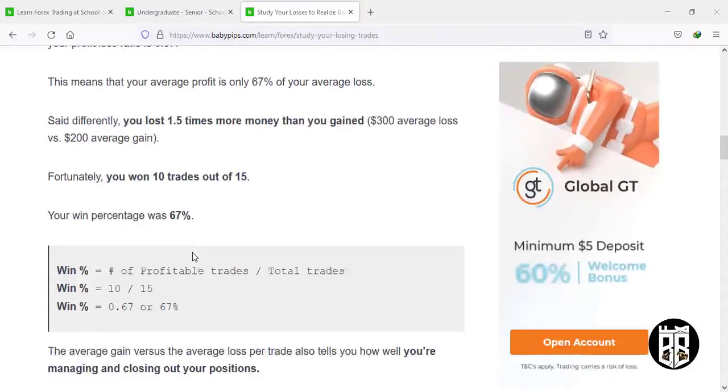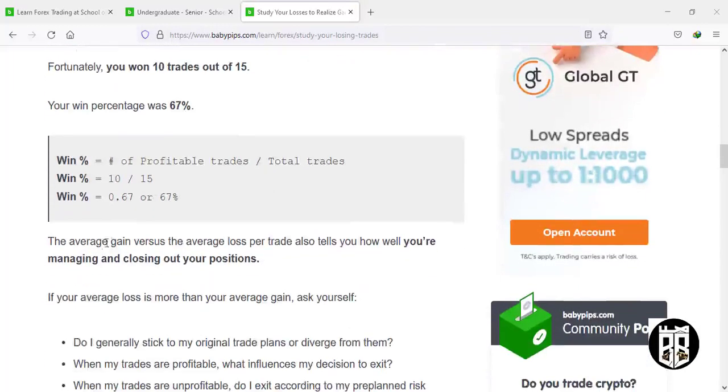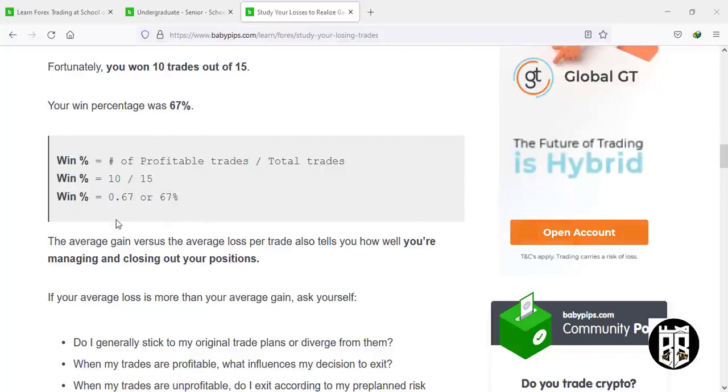Fortunately, you won 10 trades out of 15. Your win percentage in our example was 67%. Your win percentage is the number of profitable trades divided by total trades. You had 10 winning trades out of 15, so 10 divided by 15 is equal to 0.67 or 67%.